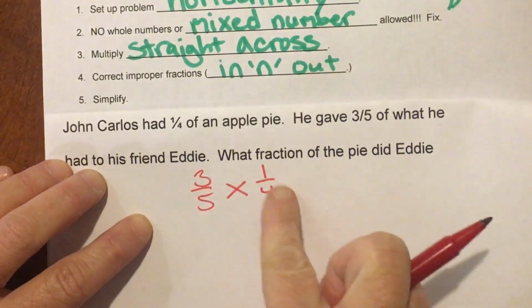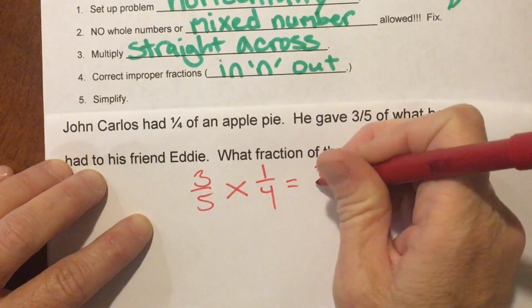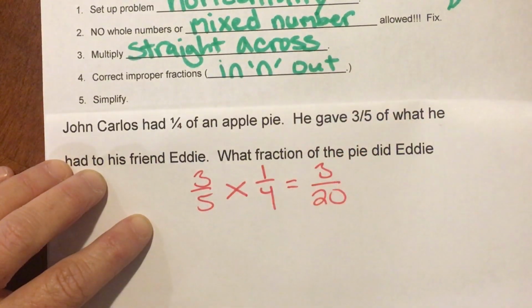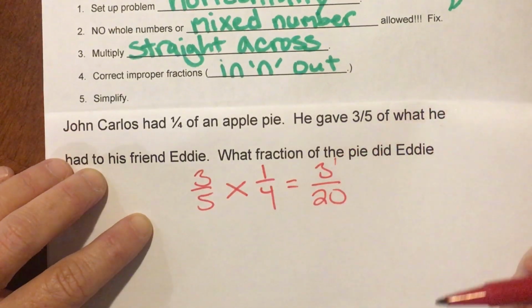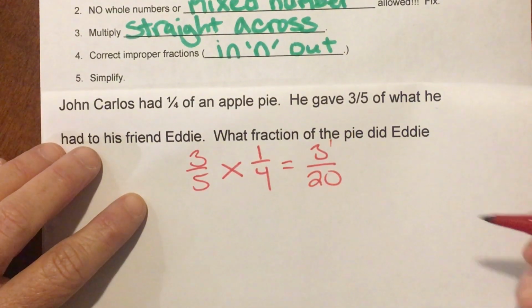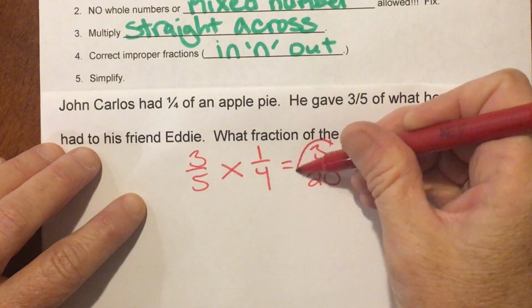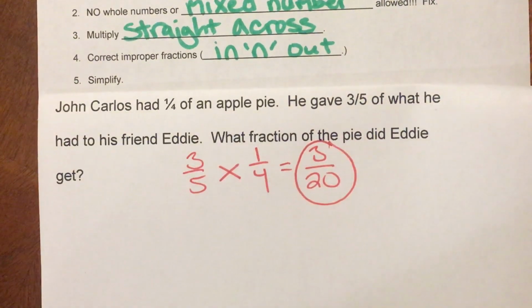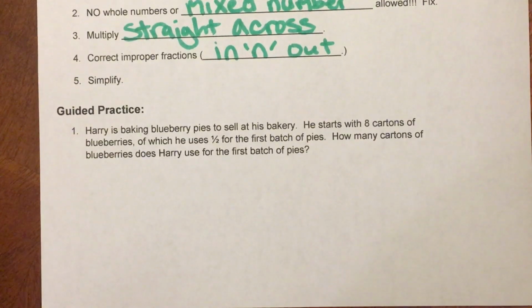Step 2, there's no whole number, so I can skip it. Step 3 says multiply straight across. Step 4 says correct improper. There's nothing improper. Step 5 says simplify. So I'm going to ask myself, is 3 my GCF? No. Is 2? No. And then 1 doesn't help me. So the math on that one was easy once I realized it was multiplication.